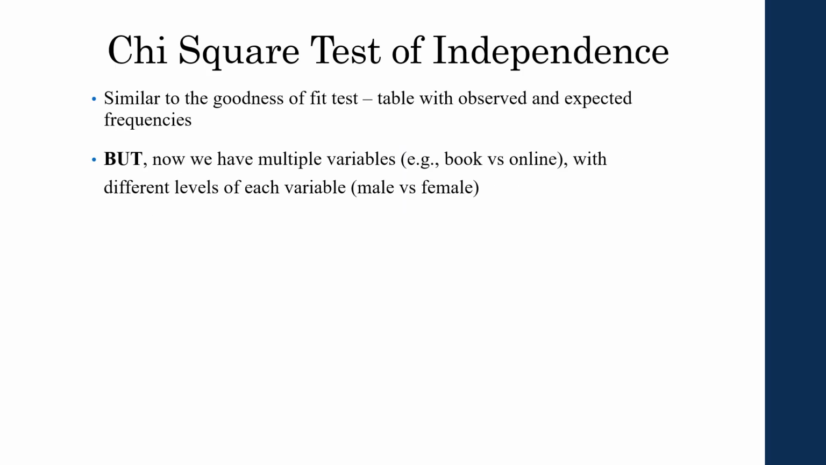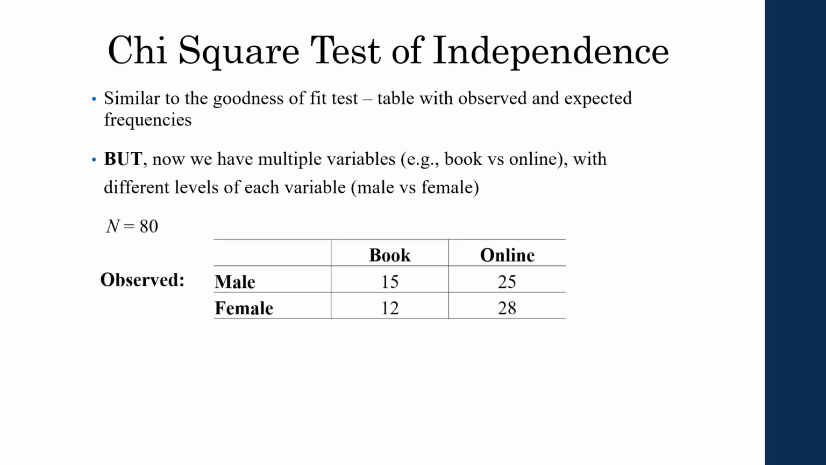The chi-square test of independence is similar to the goodness of fit test. We still have a table with the observed and expected frequencies. But now we have multiple variables with different levels of each variable. So in this example, we have book versus internet, so two variables, and male versus female, so two levels. We would say that this is a 2 by 2 analysis. So with this, say we sample 80 people, and then these are the observed values.